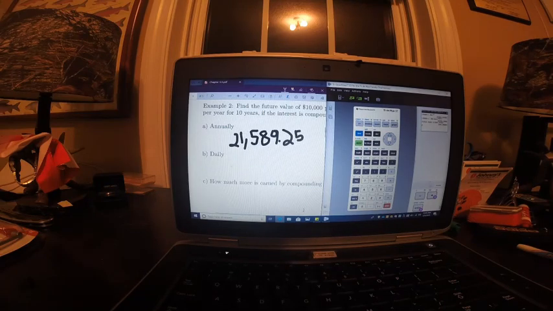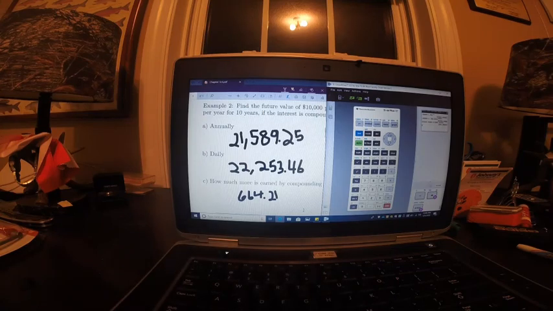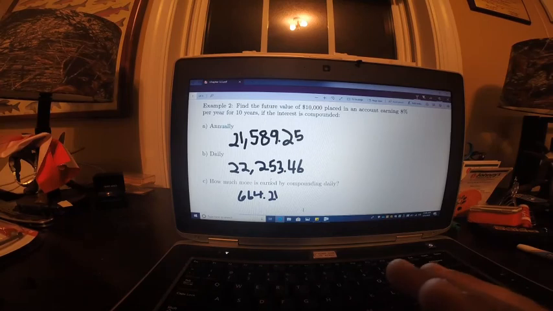And for B, we said it would be $22,253.46, with a difference. How much more is earned by compounding daily? You earn over a 10-year period $664.21. So that's your difference. Easy enough.